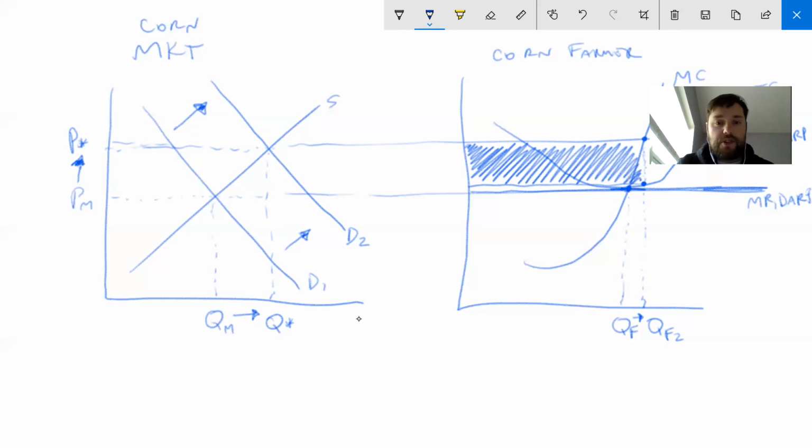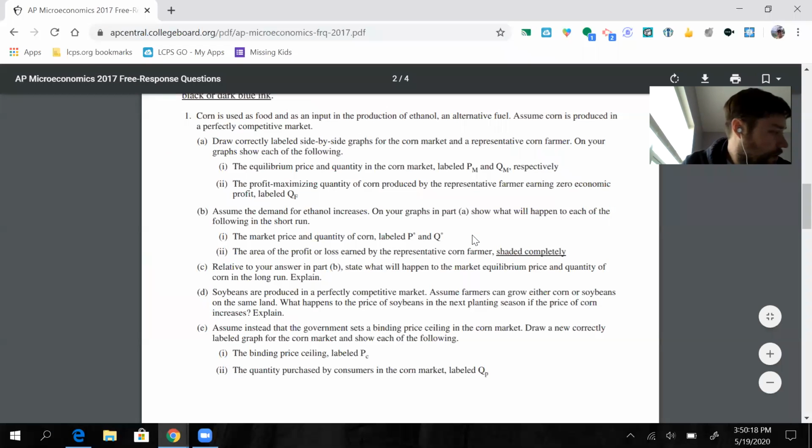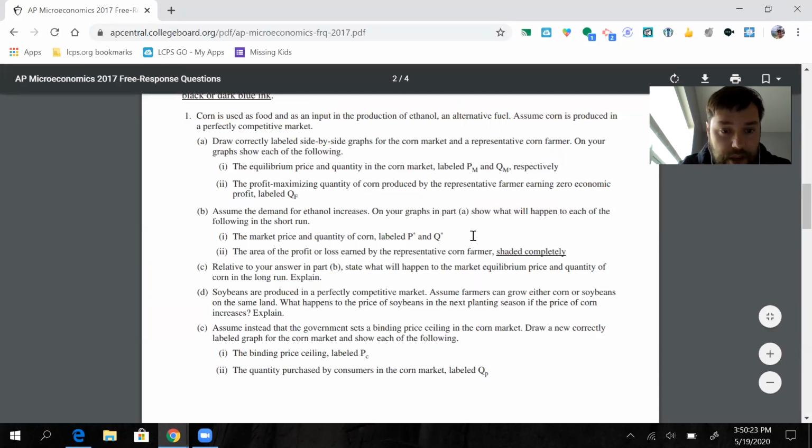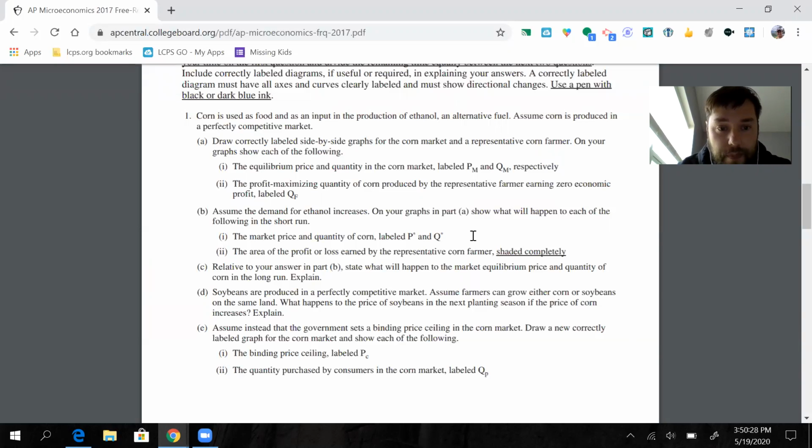All right, so we have the situation where farmers were making no economic profit initially. We had a huge shift in the demand curve due to the change in ethanol demand, which altered the market price over here. And all of a sudden, we have the average corn farmer making a pretty hefty economic profit. All right, so that should be parts A and B on your graph. Let's go back to the question now. Okay, so we did all of this. All right, let's go to part C.